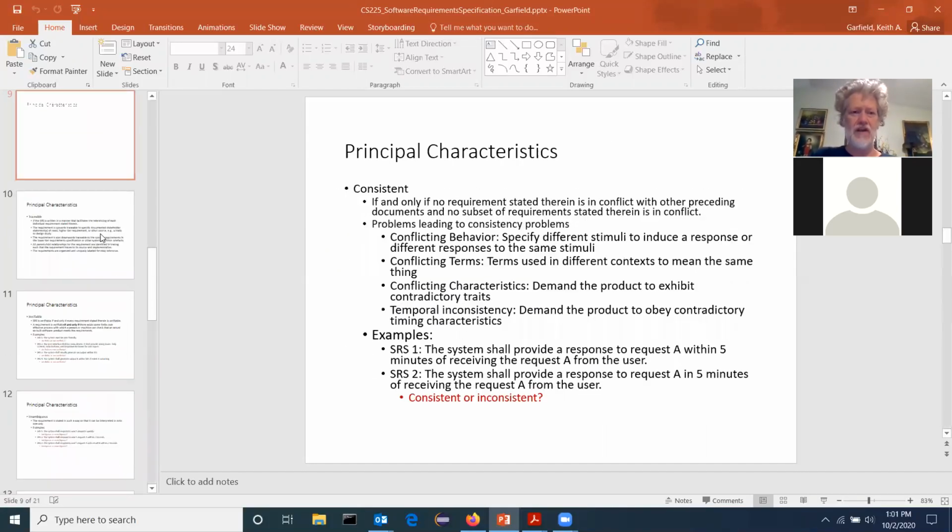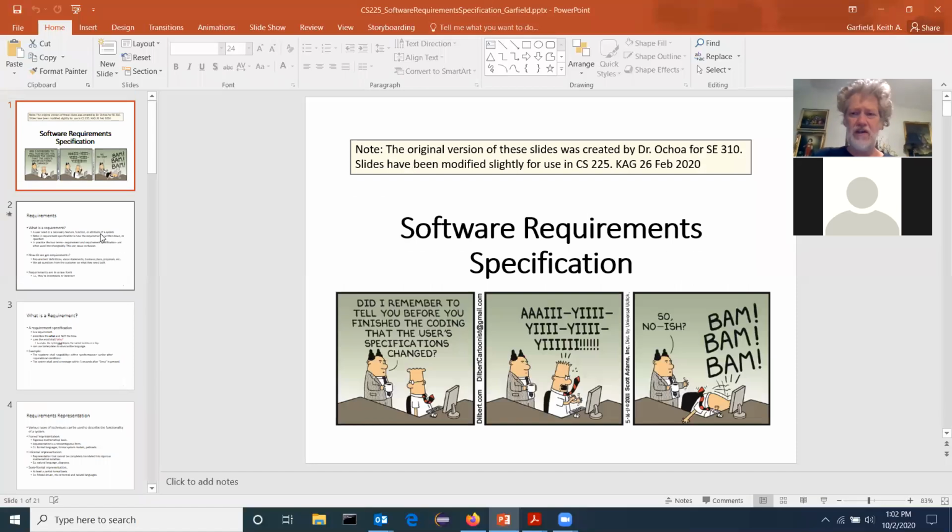Okay, these notes are online. They were actually created for SC310 by Dr. Oshwa, and he's a real expert in software requirement specification. So I adapted these to CS225. When you take SC300 and the follow-on SC classes, you go through software requirement specification in much greater detail than we do here. This gives you an introduction to the topic and some basic rules for how you create requirements.